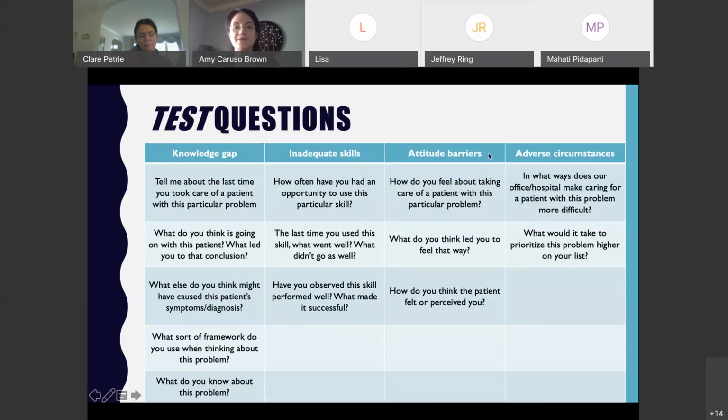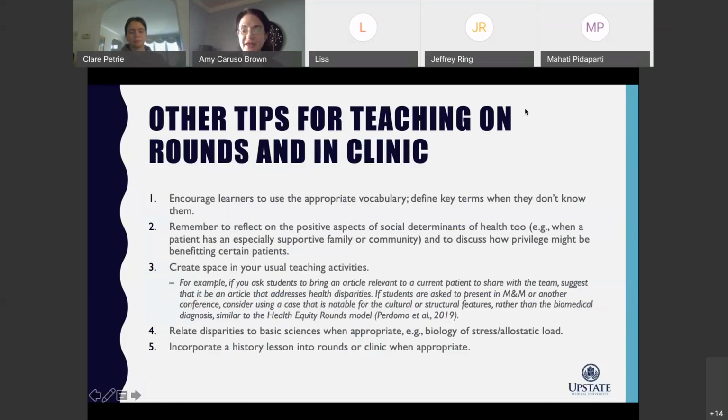Some of the other tips for teaching in rounds and in clinic that came out of our study. So encouraging learners to use the appropriate vocabulary and defining key terms when they don't know them. Remembering to reflect on the positive aspects of social determinants of health too. So for instance, when a family has an especially supportive family or community, even though they may not have a lot of education or wealth or other privileges. So we often don't call attention to that.